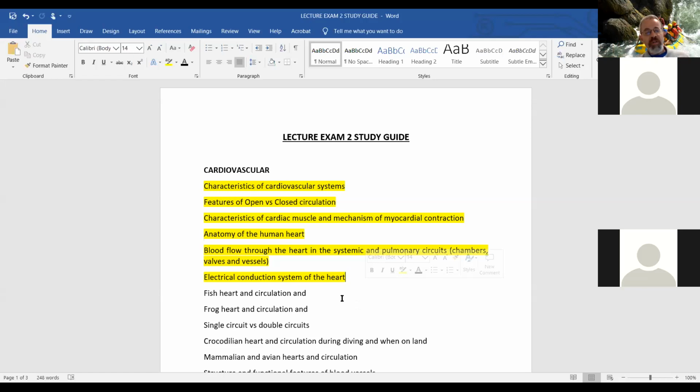What you should know are the names of the different parts, such as the SA node, the AV node, bundle of His, things like that, and the direction, so the order of the electrical signal as it goes from one region of the heart to the other.